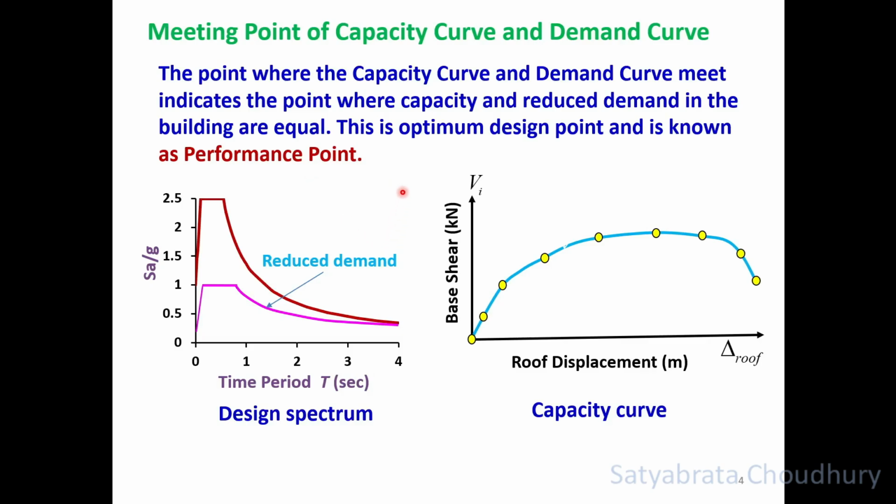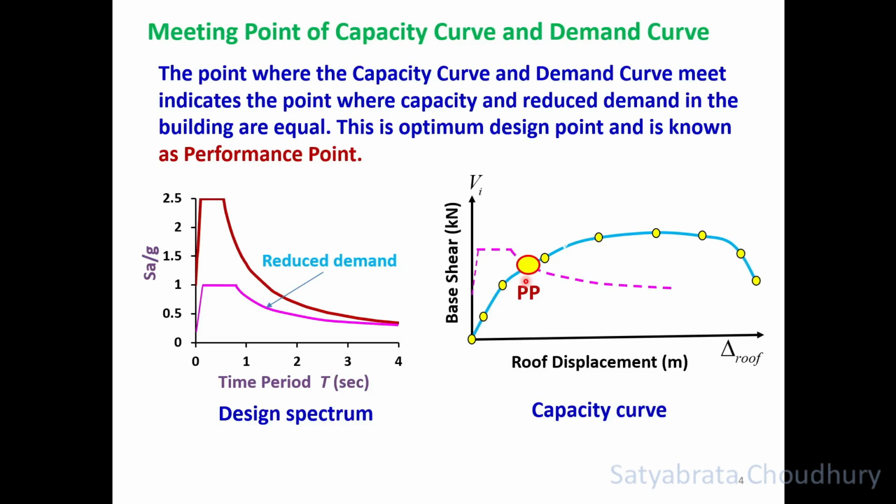So where will it be equal, let us see. We have drawn the demand diagram or the design spectrum on the left side and the capacity curve or the pushover curve on the right-hand side. So if they meet, then they have to be plotted on the same diagram. So we plot it here. This is my reduced demand diagram as shown in the left side figure, the lower design diagram. They are meeting at this point. So this is your performance point.